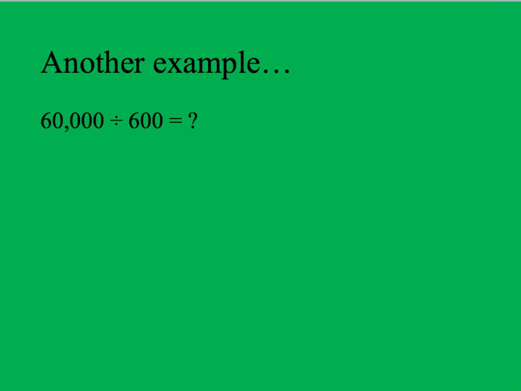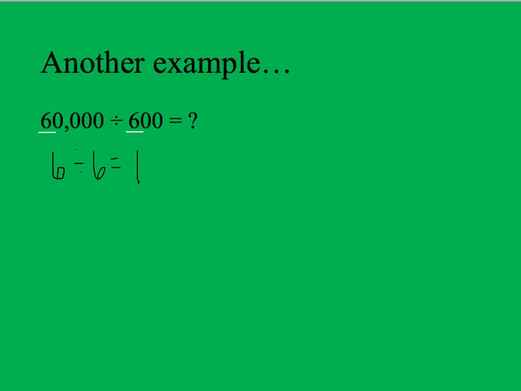So here we have another example, 60,000 divided by 600. Again, I'm looking for a relationship between the non-zero digits in my dividend and divisor. And I see that in both my dividend and my divisor, I have a 6. So we're going to start off by solving that simpler division equation first. So we have 6 divided by 6. And this is probably a fact you learned when you first learned division. 6 divided by 6 is going to equal 1.